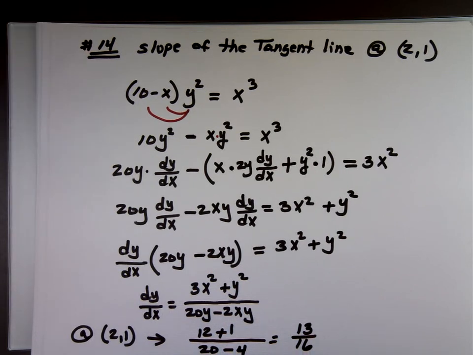So find the slope of the tangent line at (2, 1) means find the derivative at (2, 1). Find the derivative, then plug the numbers in.